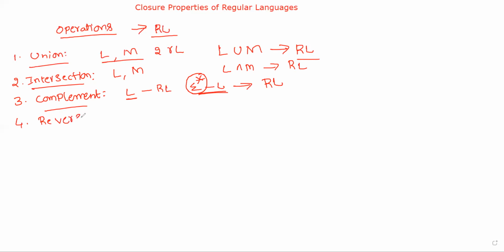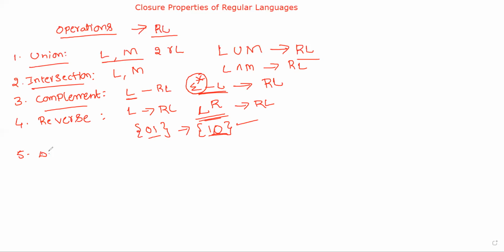Similarly, reverse. If L is a regular language, then the reverse, L power R, is also a regular language. What is the meaning of this? For example, if L contains the string 01, L power R contains the string 10. This is the reversal: if it contains 01, the reversal means 10. It is also a regular language.